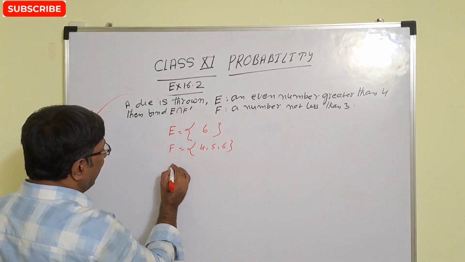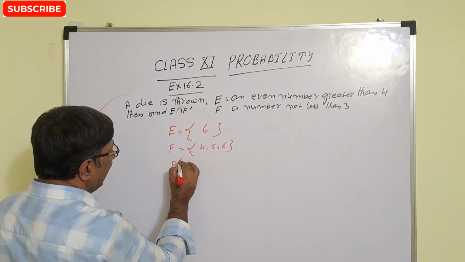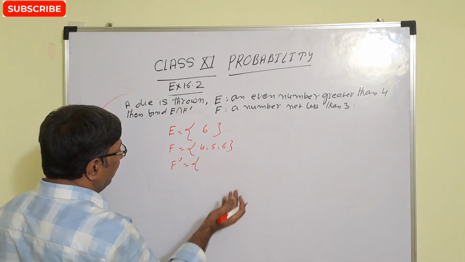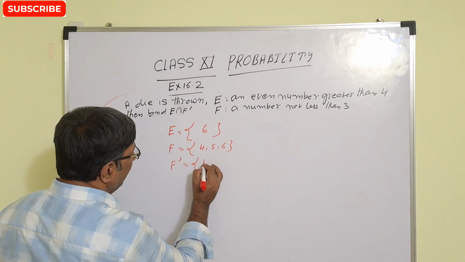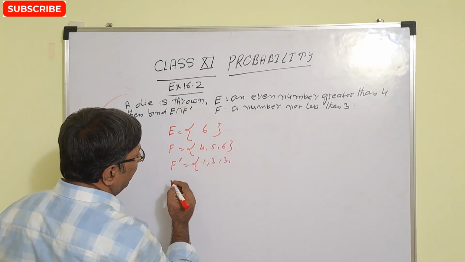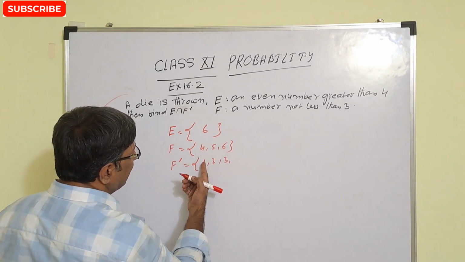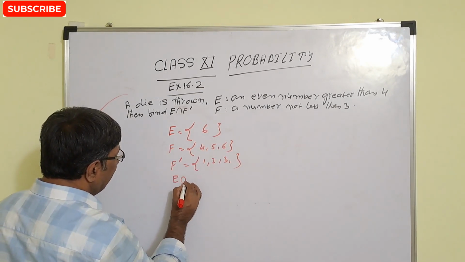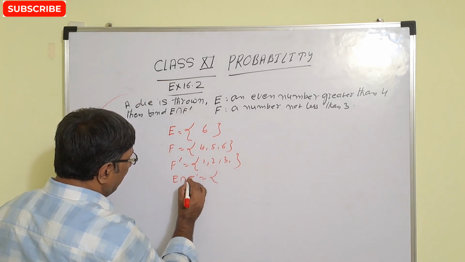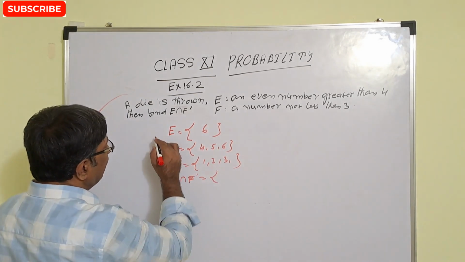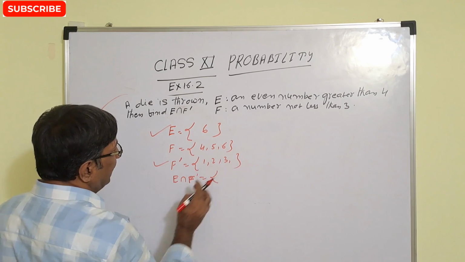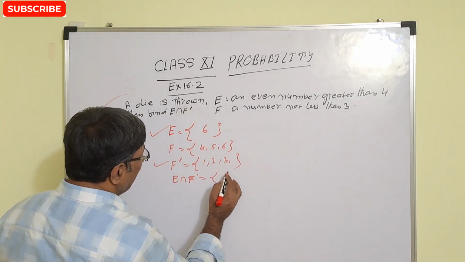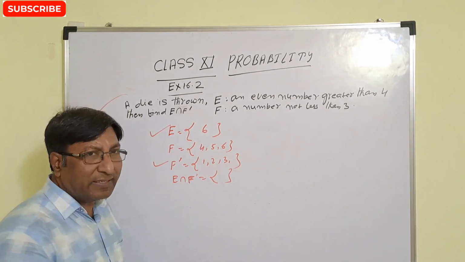Now we have to find F dash. So F dash is what? That is sample space minus F. So the sample space is 1, 2, 3, 4, 5, 6. F is 4, 5, 6. So remove 4, 5, 6 and we get 1, 2, 3. So this is F dash. We have to find E intersection F dash. So E is this 6 and F dash is what? 1, 2, 3. So 1, 2, 3 and 6 have nothing common. So our answer is again an empty set, the correct answer.